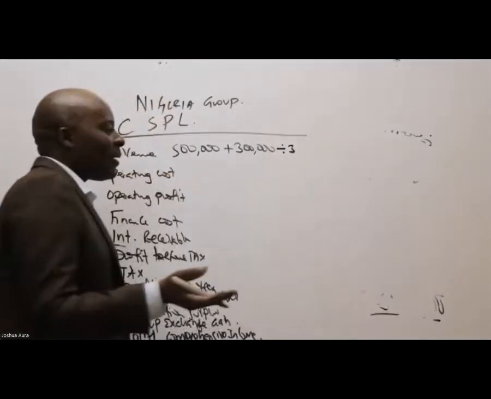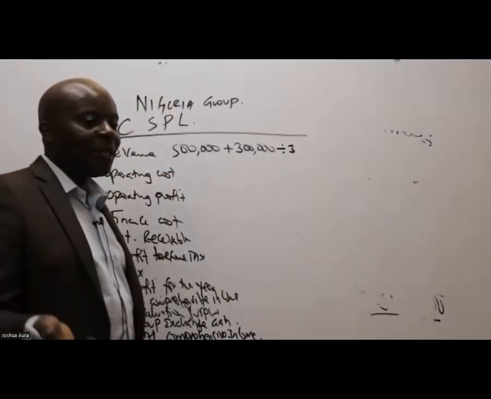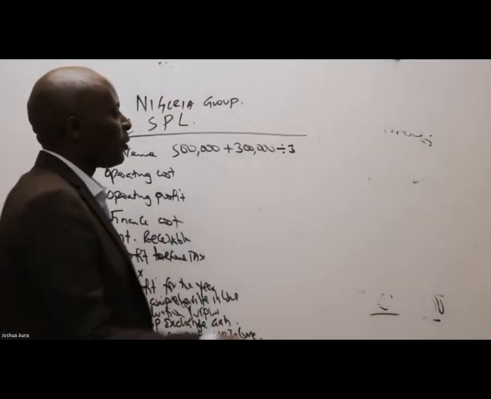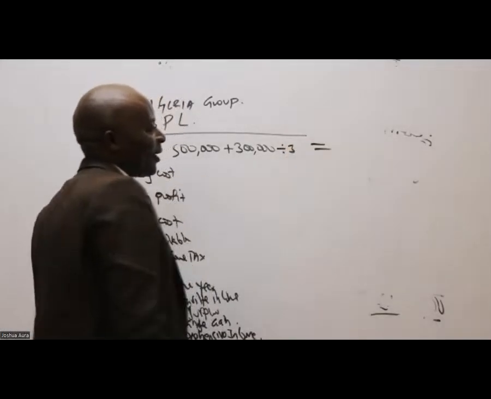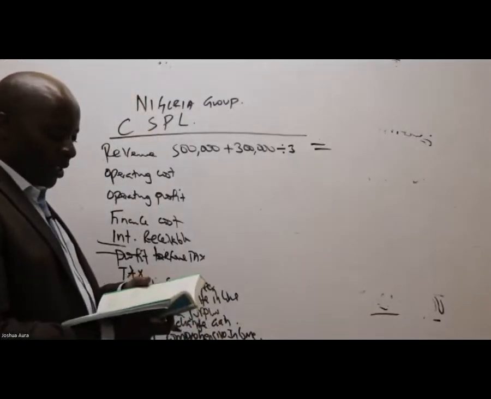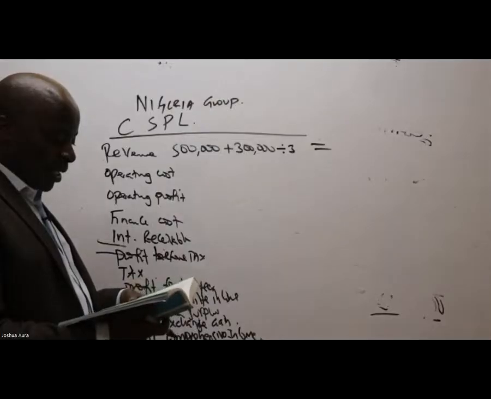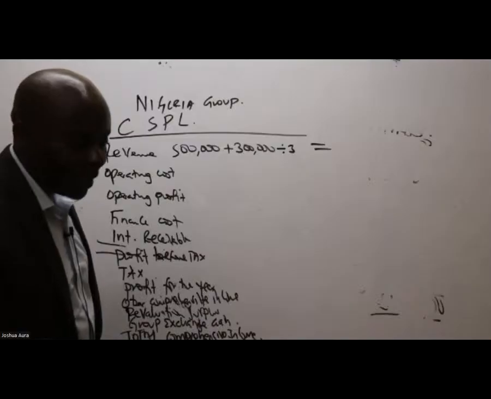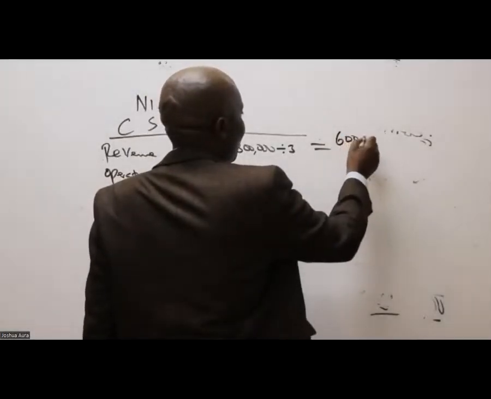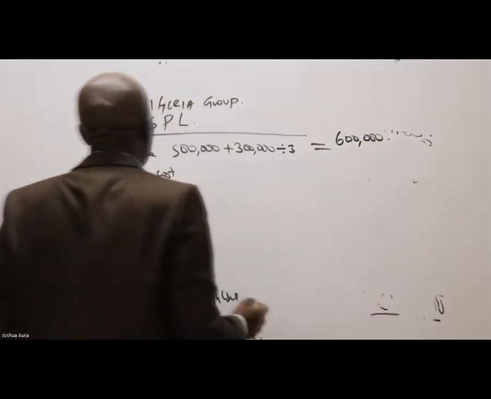Haya, unajua hii haina mambo. Unajua wa kuongezea mambo mengine ati kulikuwa na internal revenue, hii ina mambo mengi. So hebu nipatie hapa figure. Nipatie figure tuone 500,000 plus 300,000 itakuja ngapi? Inakuja 600,000. 600,000.